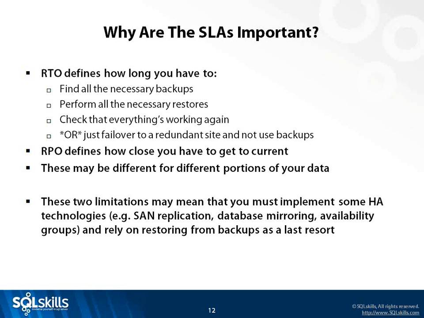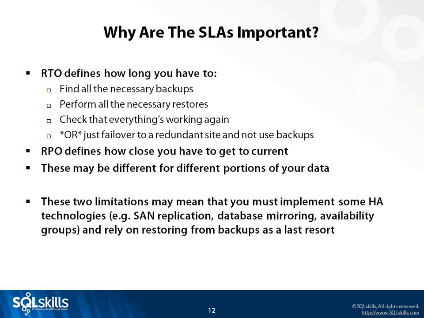It could be that your disaster recovery run book doesn't talk about backups at all initially. If you have a problem, it might just say, fail over, and then go back and fix the problem on the other site using backups. It all depends on your particular scenario. And RPO defines how close you have to get to the current point, how much data you're allowed to lose. Again, you're going to be using log backups to do that, or some kind of synchronous database mirroring or synchronous availability group, or maybe some kind of I/O subsystem replication.